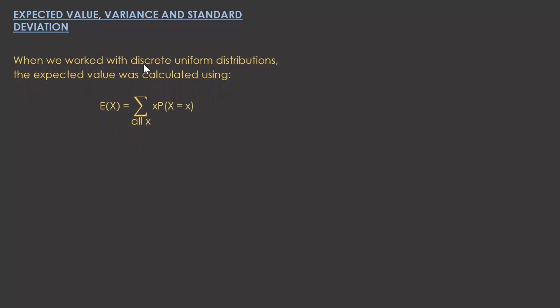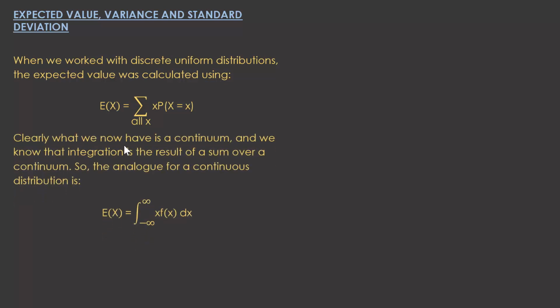When we worked with discrete uniform distributions, the expected value was calculated using the expectation of x was the sum over all values of x, or at least all values of x where the probability was non-zero, of x times the probability that X is equal to x. And remember, typically x was integer values.